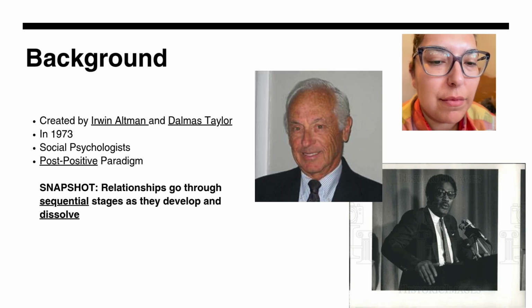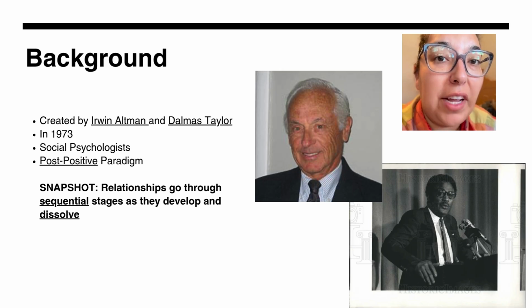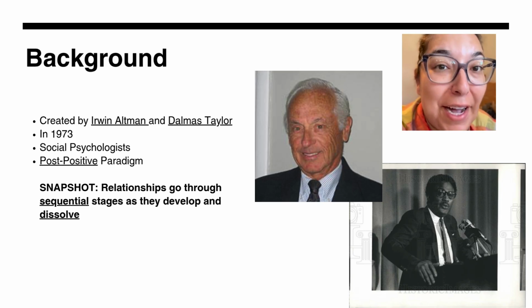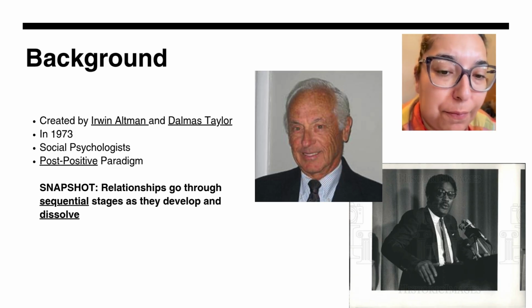Let's go. Beginning with a little bit of background, the theory was created by Irwin Altman and Dalmas Taylor in 1973. They're both social psychologists, and this theory follows a post-positivism paradigm, per usual. Snapshot: relationships go through sequential stages as they develop and dissolve.